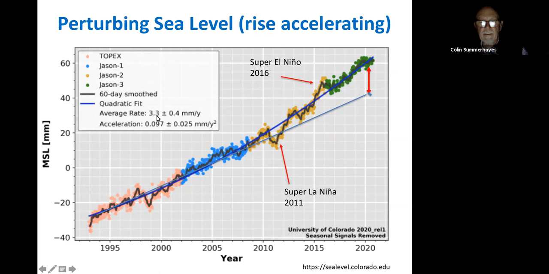The average rate for this whole period here is 3.3 millimeters per year. And the increase at the top right-hand end is taking it close to 4 millimeters per year. And that rate does seem to be increasing. So we're expecting sea level to increase with time.